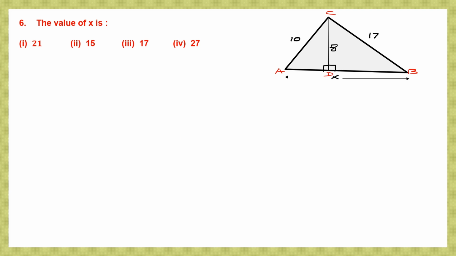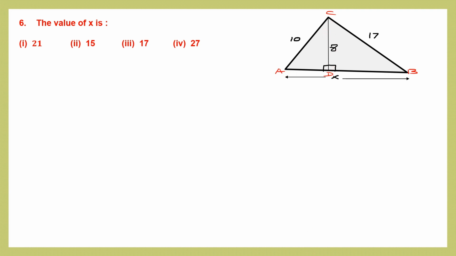So here, how do we find the length of x? First, we need to find the length of AD. Then we need to find the length of BD and add it up. So here, since we have right angles, we can use the Pythagoras theorem. So first, let's look at the triangle ADC.